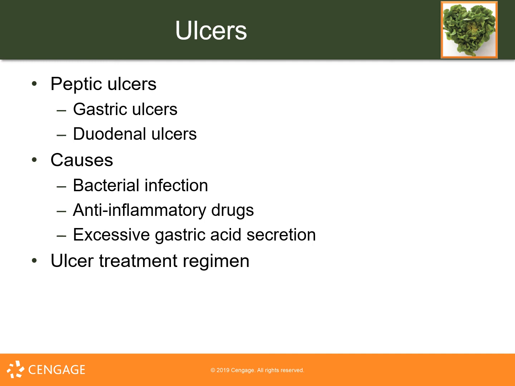Ulcers. Peptic ulcers can be lesions or sores. You have gastric ulcers, lesions of the stomach lining, and duodenal ulcers, which are lesions of the duodenal lining. Potential causes include bacterial infection, H. pylori being one of the more common ones, anti-inflammatory drugs like aspirin or ibuprofen, as well as excessive gastric acid secretion. Ulcer treatment regimen will depend on the cause. For example, if you have H. pylori, you might need antibiotics. If it's a medication issue, you'd want to stop taking those medications, the aspirin or ibuprofen.